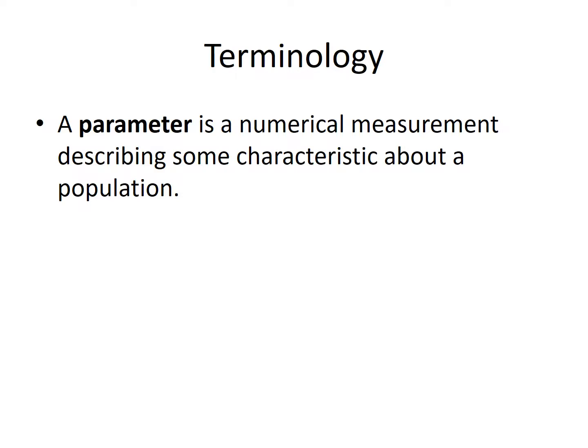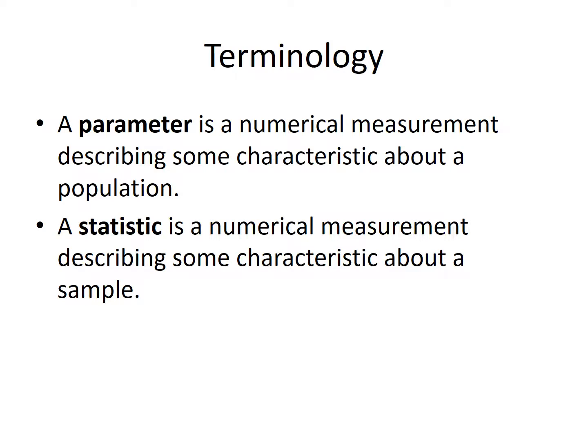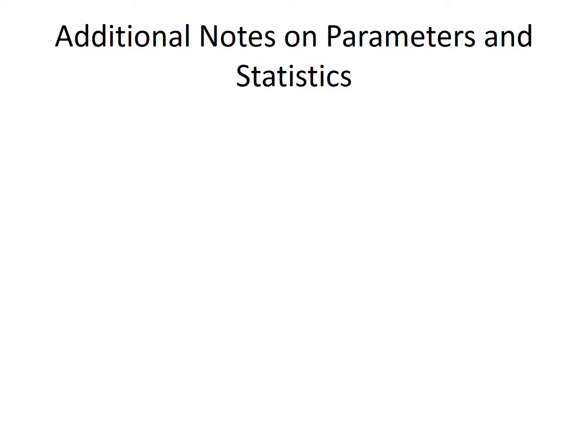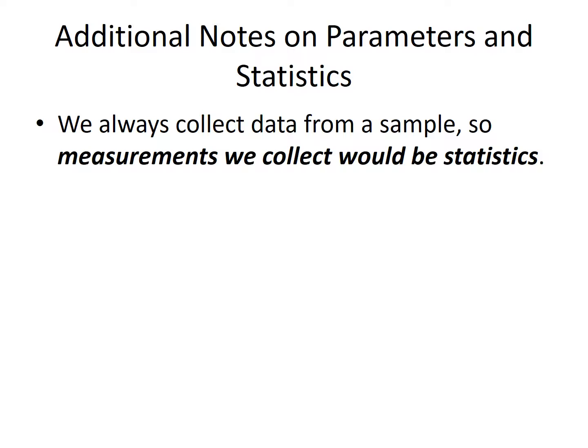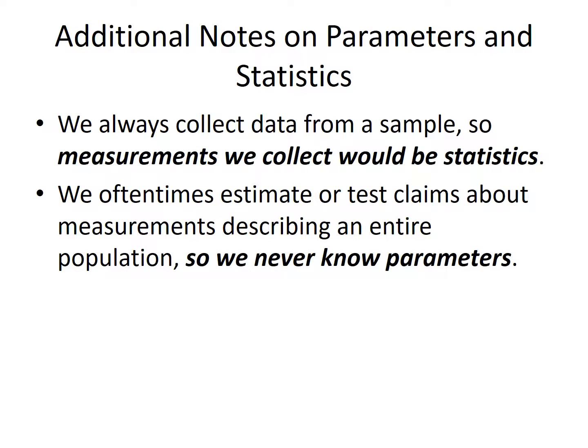And here's some more terminology. A parameter is a numerical measurement describing some characteristic about a population. A statistic is a numerical measurement describing some characteristic about a sample. Some additional notes on parameters and statistics. We always collect data from a sample, so measurements we collect would be statistics. We oftentimes estimate or test claims about measurements describing an entire population, so we never know parameters.